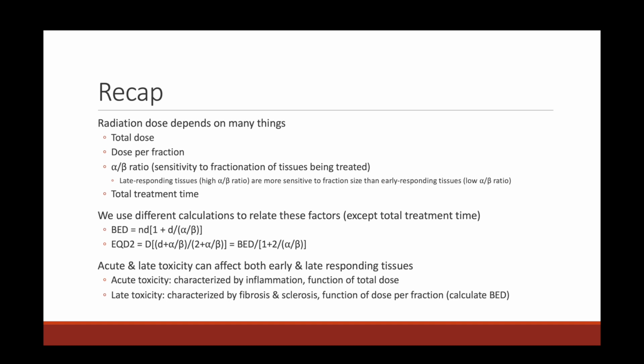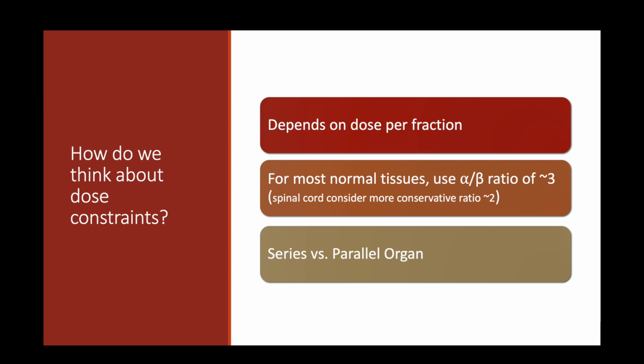On the other hand, late toxicities happen months to years out from radiation, and these toxicities are characterized by fibrosis and sclerosis, so scarring that happens long term. Late toxicities are generally a function of the dose per fraction. So if you're trying to compare late toxicities between 2 different regimens, the easiest way to do that is to calculate the BED of those 2 regimens and compare; whichever one has a higher BED will have a worse late toxicity. So how do we apply all this clinically?